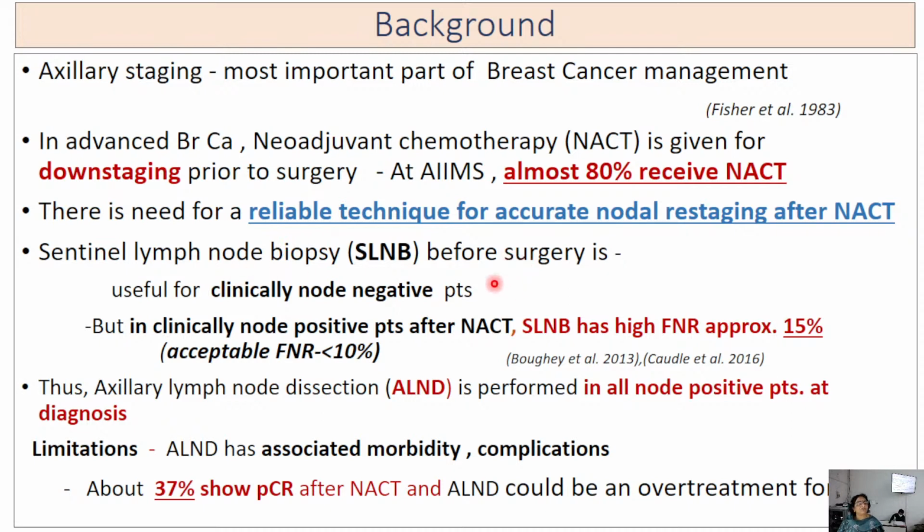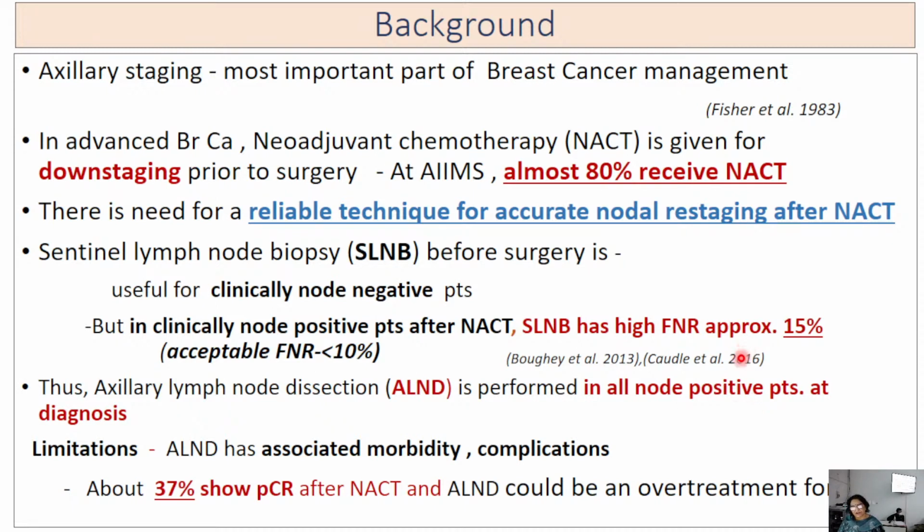biopsy, which is often used prior to surgery, is useful for clinically node negative patients. However, in clinically node positive patients after NSCT, SLNB has a high false negative rate, as high as approximately 15%. So axillary lymph node dissection, that is ALND, is performed in all node positive patients at the time of diagnosis, but it has its own limitations. The limitations are associated morbidity and complications like lymphedema, shoulder stiffness, and so on.